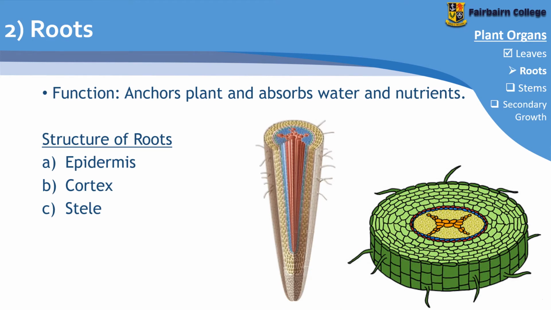So just to quickly recap, what is the function of the roots? So the first function is to anchor the plant in the soil, and then very importantly to absorb water and nutrients from the soil. Okay, so again, as we go through it, make sure that you try and understand the structure of the root in terms of these functions. And then the root is again divided into three areas: the epidermis, the cortex, and the stele.